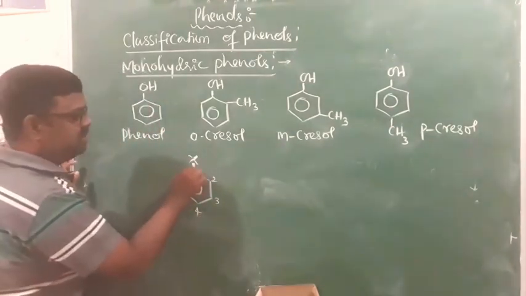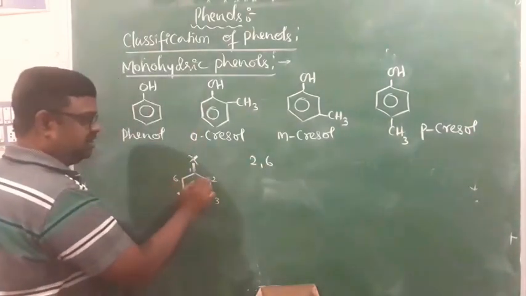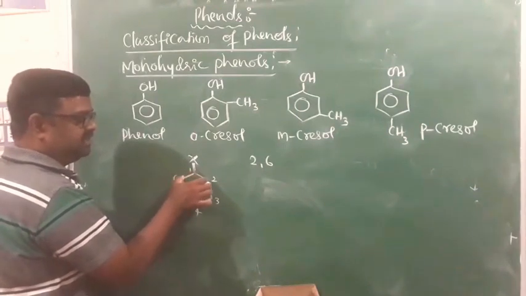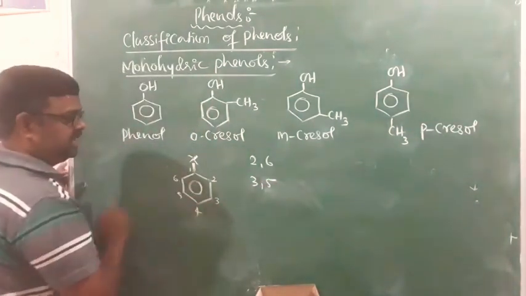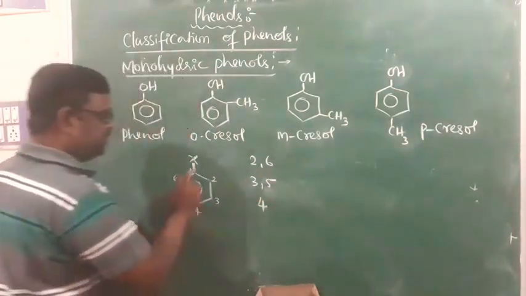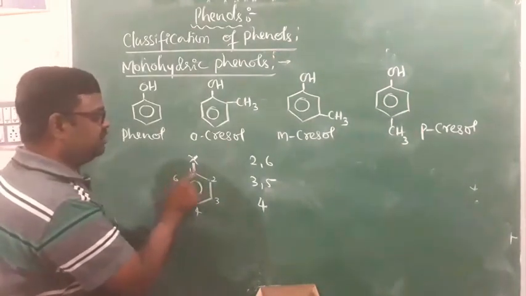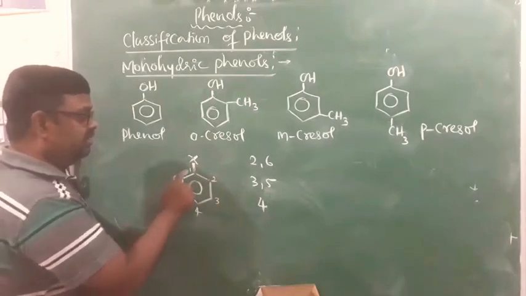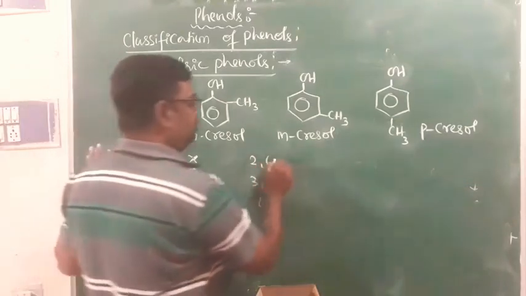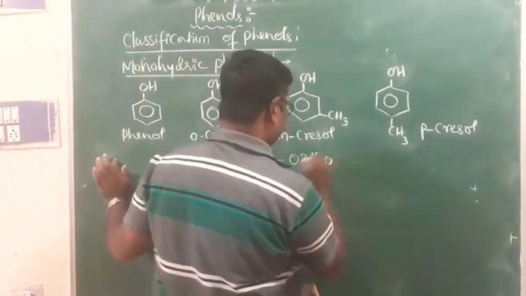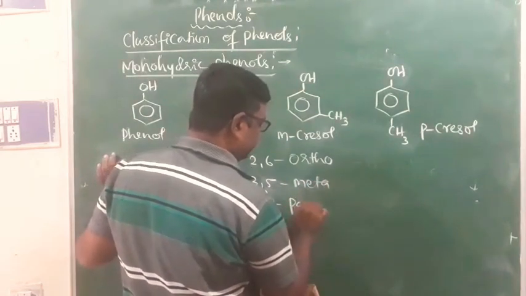If X is attached to this carbon atom, look at these two carbon atoms, 2 and 6. They are equidistant from X. Again, 3 and 5 are equidistant from X, and 4 is at a particular distance from X. The influence of X on 2 and 6 is the same, and it is different from that on 3 and 5. Therefore 2 and 6 positions are called ortho positions, 3 and 5 positions are called meta positions, and the 4th position is called the para position.